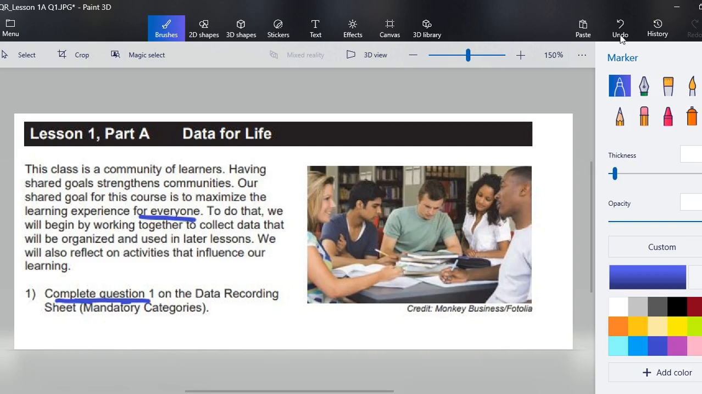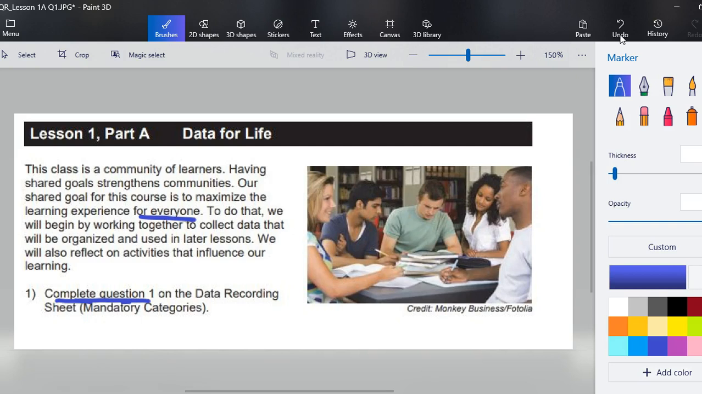It makes it a little difficult being an online course, but there are still going to be items that can bring us together. One of those is that we're going to begin by working together to collect data that's going to be organized and used in later lessons. Please understand that this data will be used anonymously. I will know the data, but I will report the data out as anonymous pieces when we need them in various lessons. This really helps the lessons to be relevant.